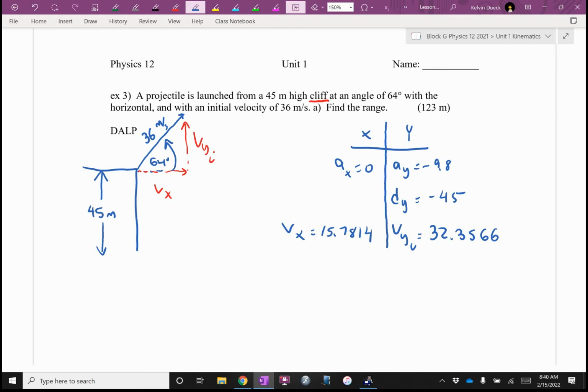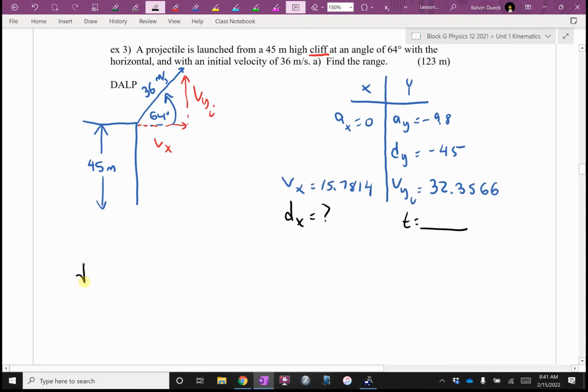What does A want me to find? Yeah, it wants me to find the range. The problem is, how many things do I know in my horizontal column? 2. I need 3. Where do I know 3 things, Sarah? Which column? In the vertical. I'm going to find time vertically. How? It's going to be a quadratic equation.